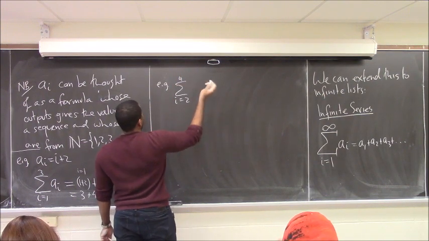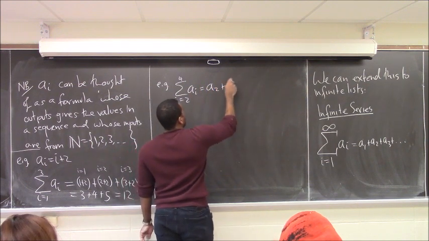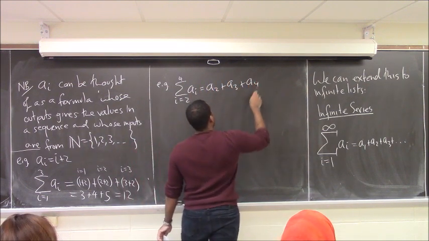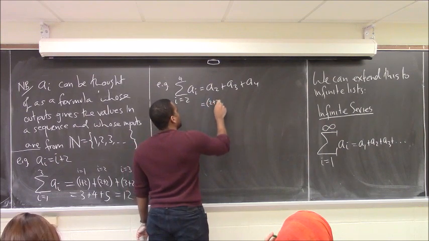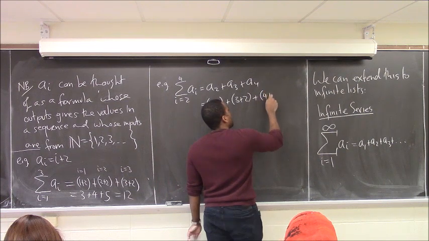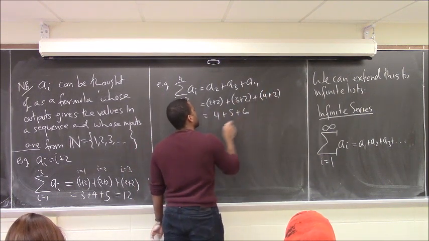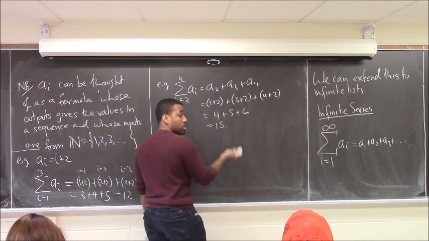And go to 4. And so the sum of a_i would be a_2 plus a_3 plus a_4. And that would be 2 plus 2 by plugging into the formula, 3 plus 2 by plugging into the formula, 4 plus 2 by plugging into the formula. That would be 4 plus 5 plus 6, and that would be 15.